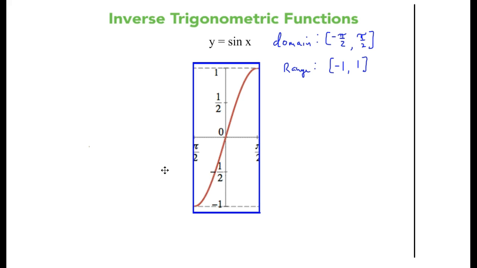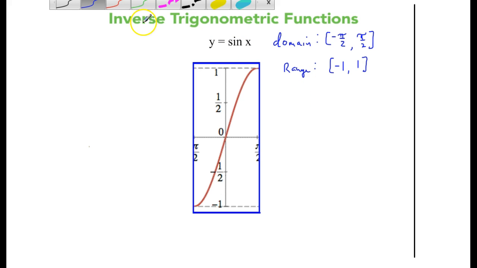So we restrict sine from the whole entire domain of all real numbers to just negative pi over 2 to positive pi over 2. So we only hit negative 1 and 1, every number in between, just one single time.